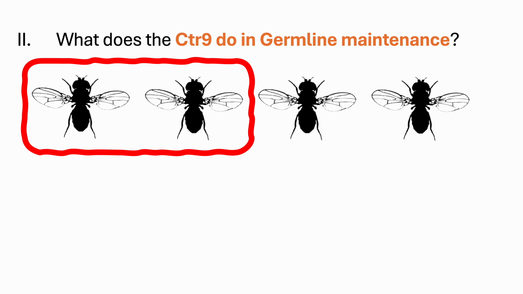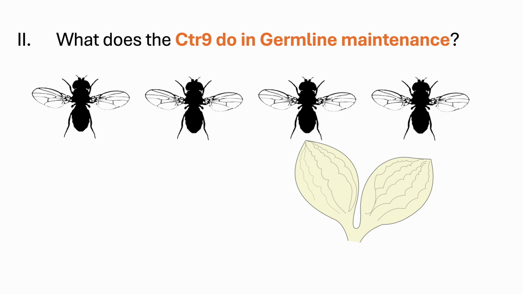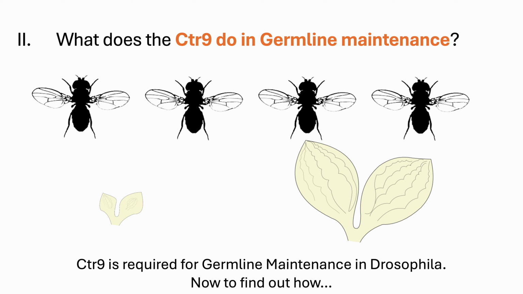So in the control sample, where nothing has been changed, you find that their ovaries are looking nice and healthy, and compared to them, the ovaries where there is no CTR9 are tiny and shriveled. This tells you that CTR9 is required for germline maintenance in Drosophila.